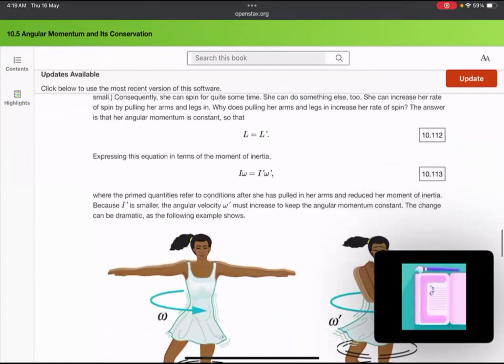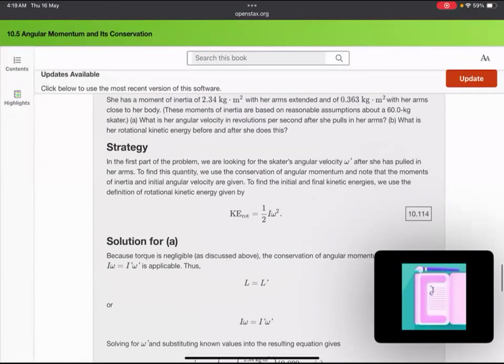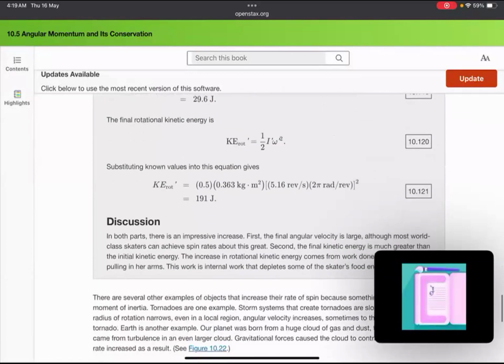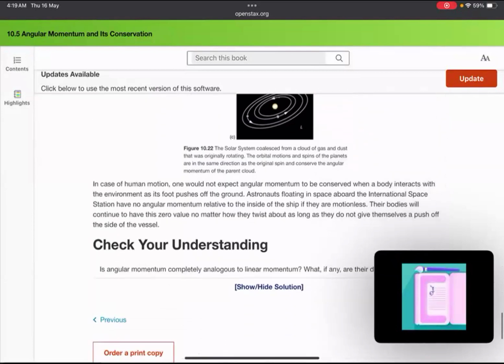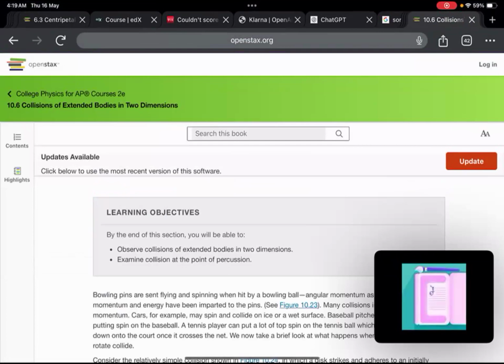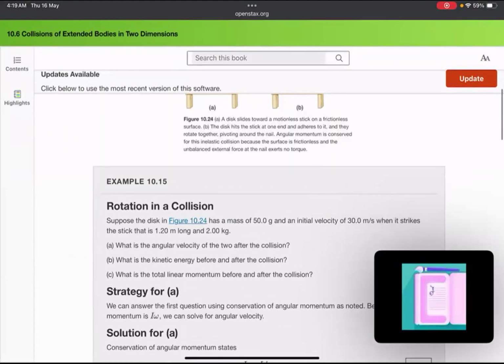It's more about when there's a sphere and then there's a cylinder and a hollow ring going down a ramp or something. Like which one gets there first, which one has more momentum, that kind of thing. Okay, okay, I'm going there.